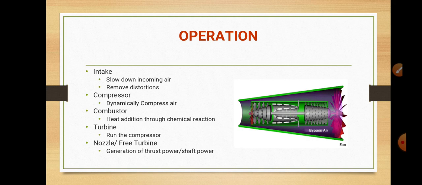Then we will be moving further to turbines. These turbines run the compressor. Because of the rotation of turbines, even a single stage turbine can rotate multiple stages of compressors. Then we will be moving to nozzles, or free turbines. With the help of these nozzles, we will let the gases move out with higher velocities. This is how the operation of a gas turbine takes place.